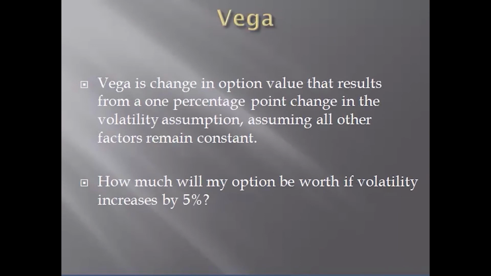Now Vega is the next Greek we're going to talk about, and Vega is the change in option value that results from a 1 percentage point change in the volatility assumption, assuming all the other factors remain constant. In other words, how much will my option be worth if volatility increases 5%? Now we know that as volatility of the stock moves up and down, that affects our option prices.